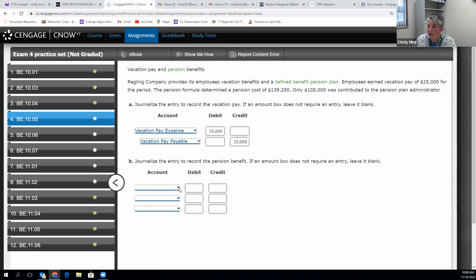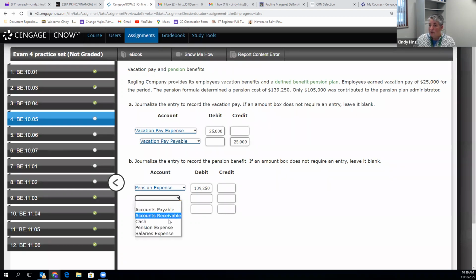Part B then is the pension part, and we need to report the pension. Because this is a defined benefit pension plan, it's again more complicated to calculate, but we have used the predictions that we have to come up with that expense of $139,250. Again, that needs to be reported at the same time that our employees are actually performing the service for us that's making them eligible for that pension. And so we are accruing it, we're recording it while they're working.